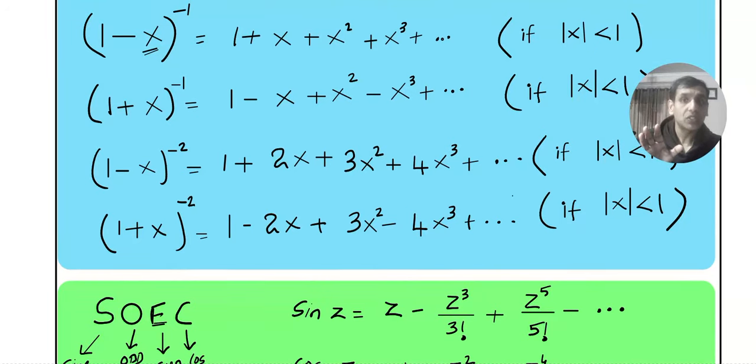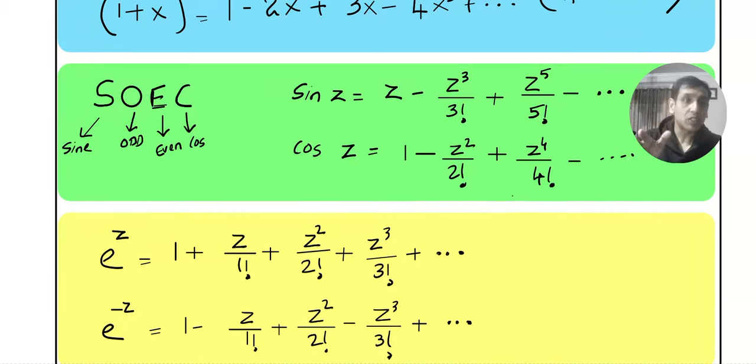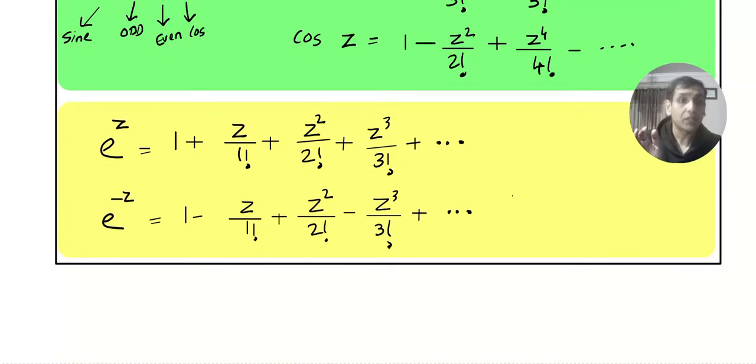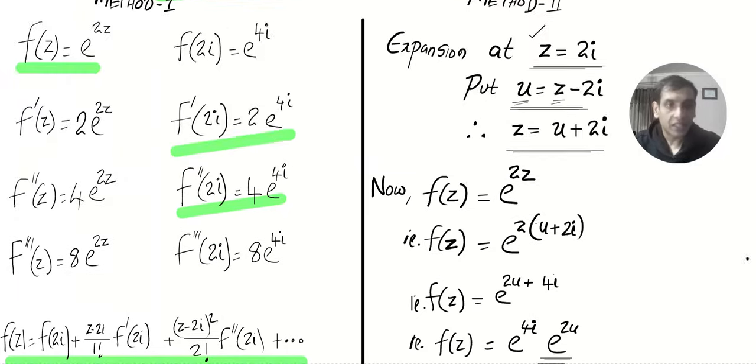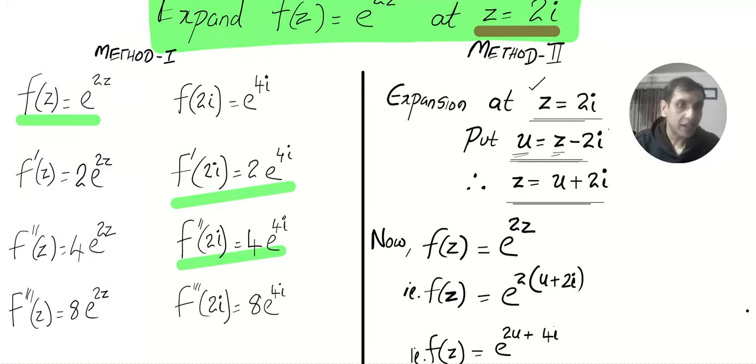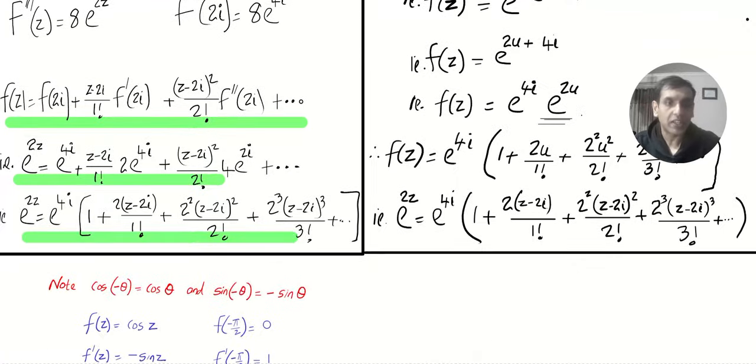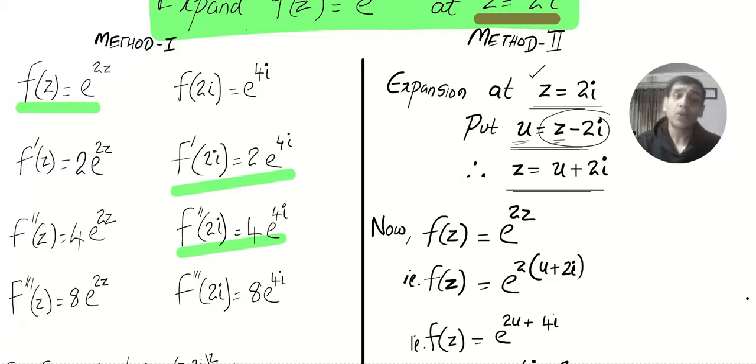Blue we will use when we have binomial expansion, and of course the green for trigonometric functions and yellow for the exponential function. Can you see? We have an exponential function and I just applied the formula. And that's it. I'm going to replace every u with z minus 2i. And can you see? This one and this one are the same.